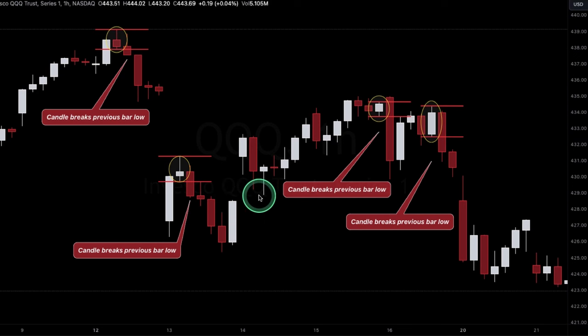I don't know why, but it's just kind of a psychological thing. And 80% of gaps do fill, by the way. Pretty sure that's a known statistic. But yeah, that's pretty much all of our downside examples. You can see they all have the same thing in common. They're taking down the previous bar low, previous bar low, previous bar low.